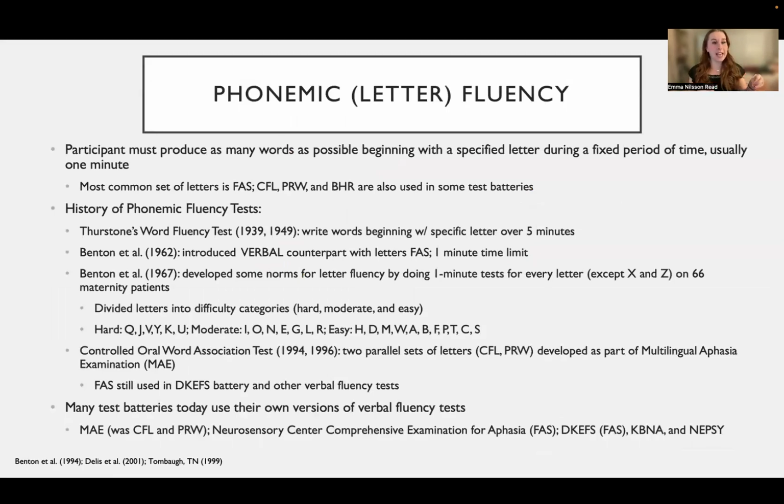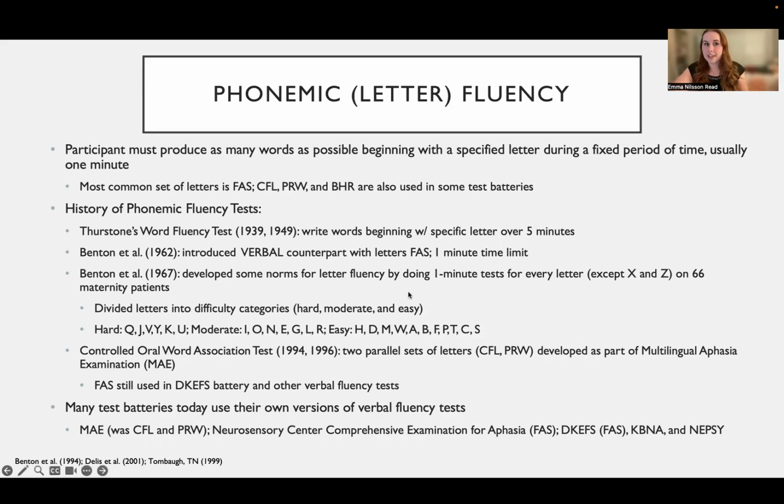Like we talked about in the last section, in a letter fluency test, the participant needs to produce as many words as possible that begin with a specified letter during a fixed period of time. And that period of time is usually 1 minute. So usually you'll have more than one trial.